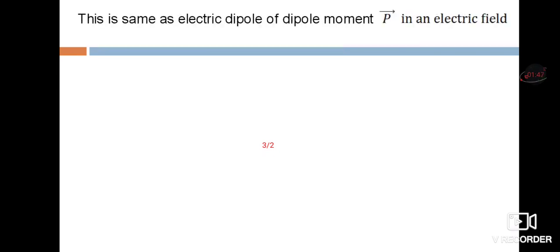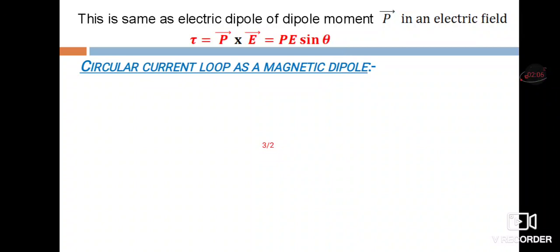This equation is the same as for the electric dipole moment P in an electric field, where we have derived that torque tau is equal to P cross E, that is PE sin theta. This is for the electric dipole moment, and in the same way for the magnetic dipole moment we got M cross B, that is MB sin theta. Next we are going to derive the circular current loop as a magnetic dipole.